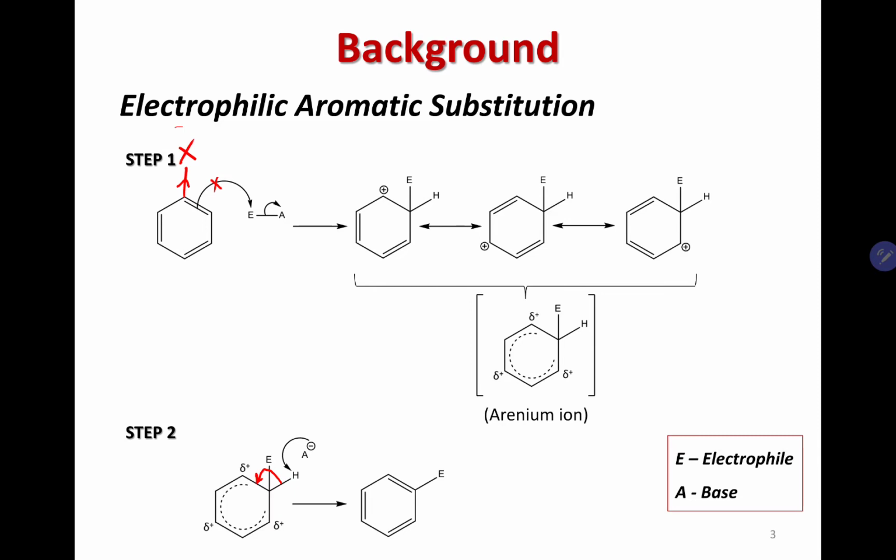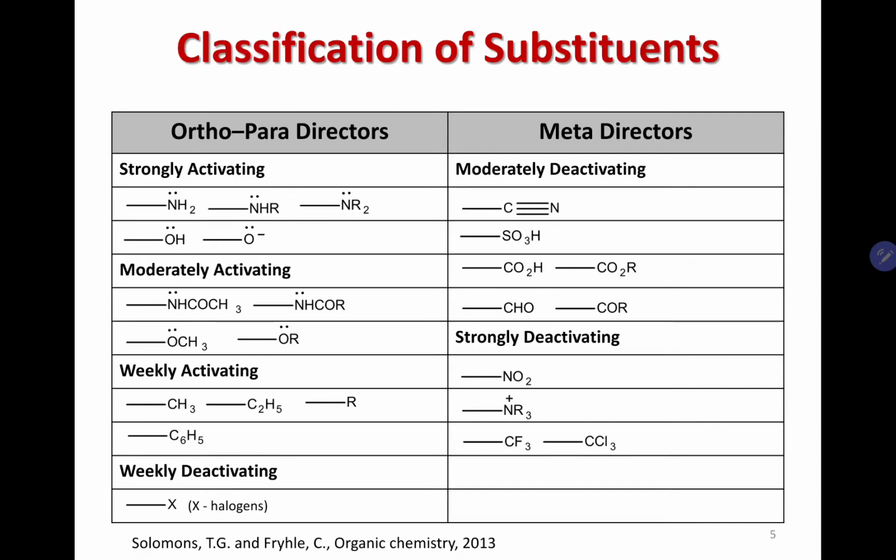So that is why meta directors are always deactivators. They don't want benzene to get any more groups. They feel benzene is so poor. Okay, so you understand now. The story for ortho-para directors is a little bit different. Why? Because ortho-para directors could be activating or deactivating.